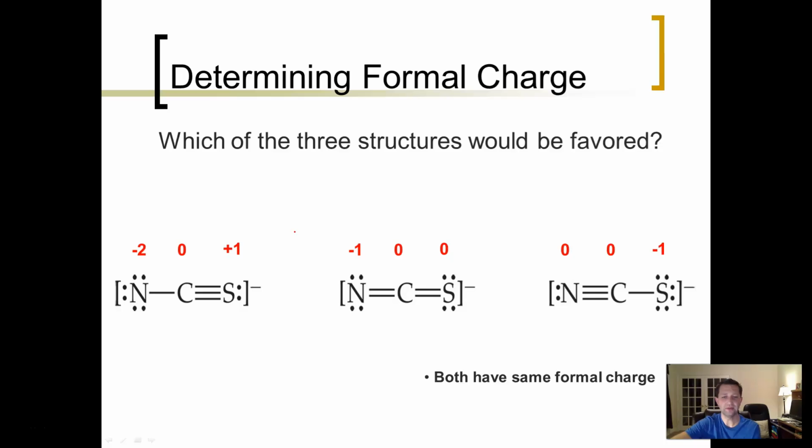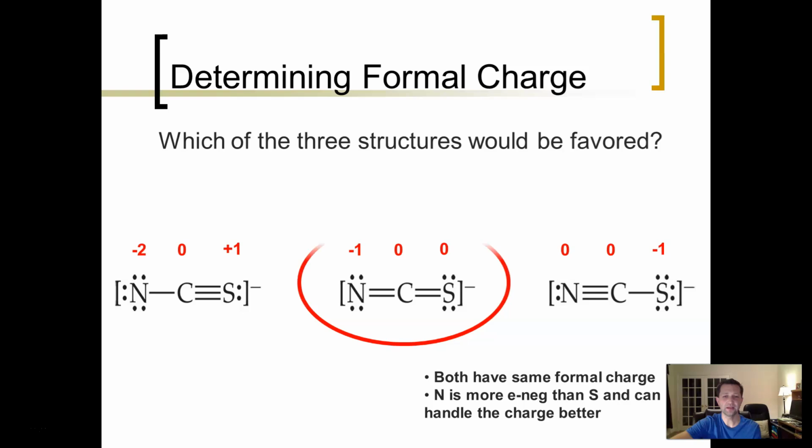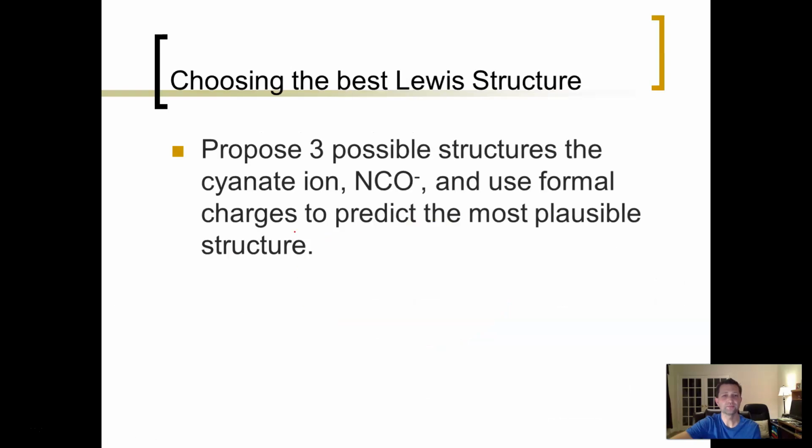All right, so back to what we just did, both have the same formal charge. In terms of the two structures on the right, N is more electronegative, so it can handle it better. So there you go. Okay, take a minute here and try to write 3 possible Lewis structures for the cyanate ion, which is NCO negative. Use the formal charges to predict the most plausible structure. Okay, so let's take a second and do that, then we'll go over those.